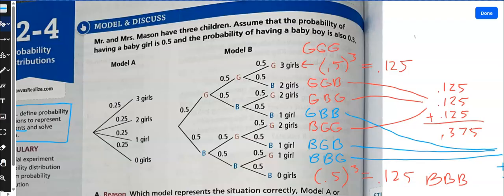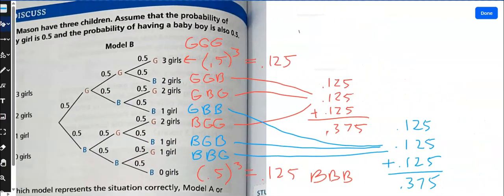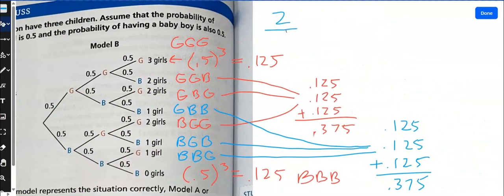Okay, we have 1, 2, 3, 4, 5, 6, 7, 8 options, right? Because you literally have 2 options for the first kid, 2 options for the second kid, 2 options for the third kid. That is not a combination. That is not a permutation. Well, to be honest, it would be the multiplication of 3 combinations, but I'm not worried about that right now. So it's based on the fundamental counting principle. So you end up with 8 different options.